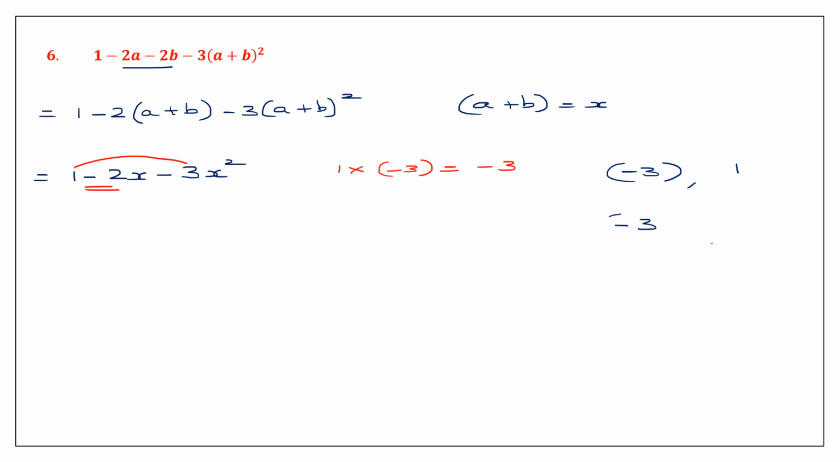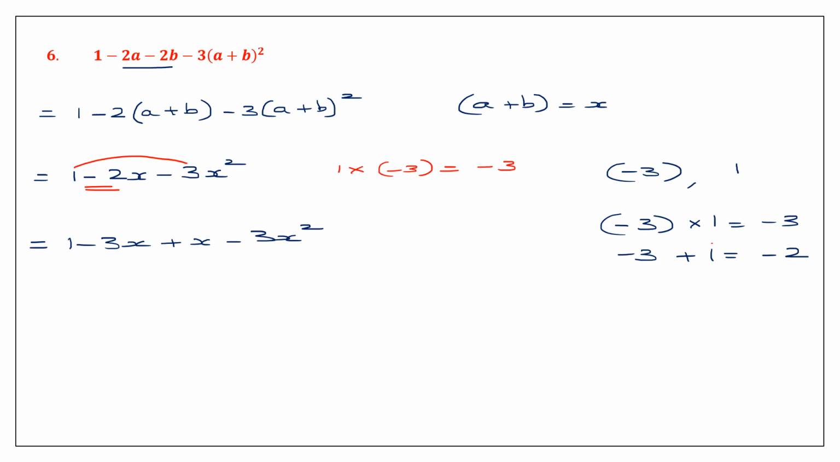Minus 3 into 1 will give us minus 3. Let's add it up. Minus 3 plus 1 is equal to minus 2. So that means the numbers are minus 3 and 1, because when we multiplied we got minus 3, and when we added we got minus 2. Now we're going to split the middle term. The steps are all the same like the previous ones. So first one remains as it is. The middle term will now be written as minus 3x plus 1x, or plus x, minus 3x squared.